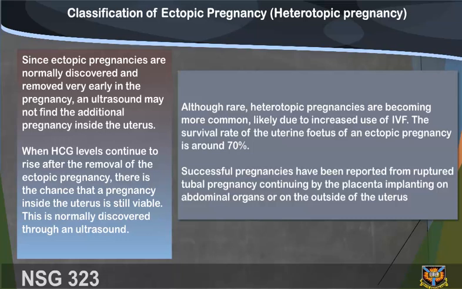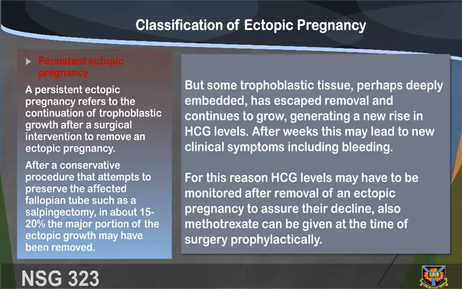Although rare, heterotopic pregnancies are becoming more common, likely due to increased use of IVF. The survival rate of the uterine fetus of an ectopic pregnancy is around 70%. Successful pregnancies have been reported from ruptured tubal pregnancy, continuing by the placenta implanting on abdominal organs or on the outside of the uterus. Persistent ectopic pregnancy.